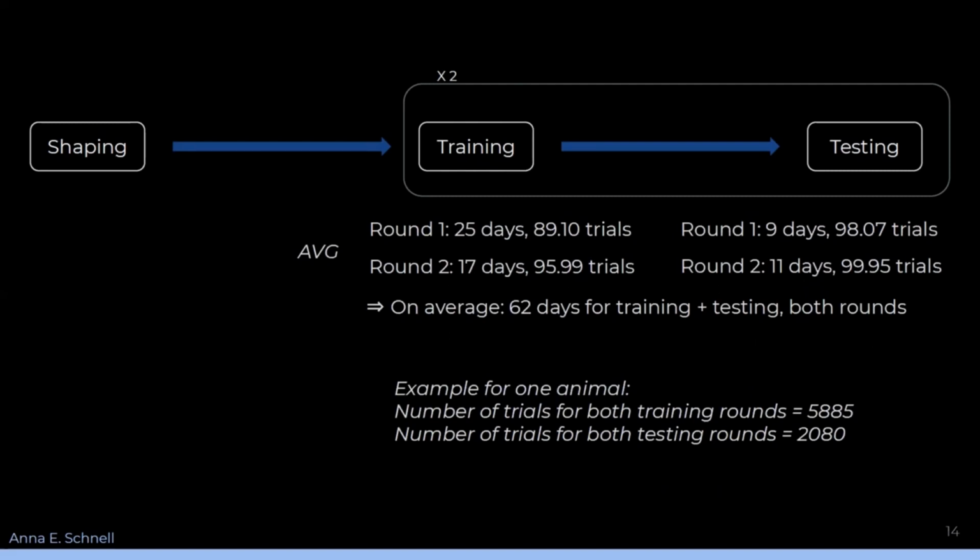To give you an idea of how many days and trials each animal performed, one animal performed 5,885 trials for both training runs together and 2,080 trials for both testing runs.